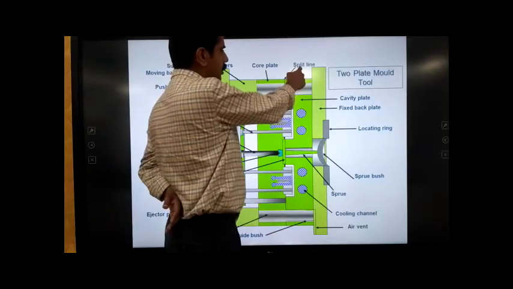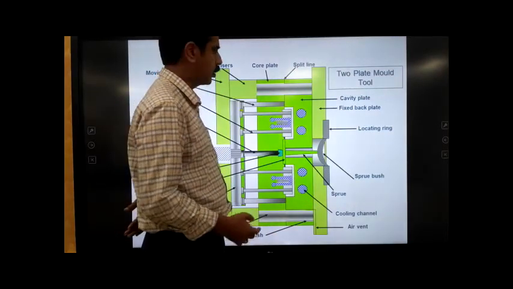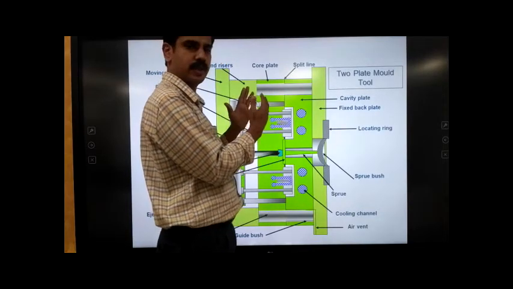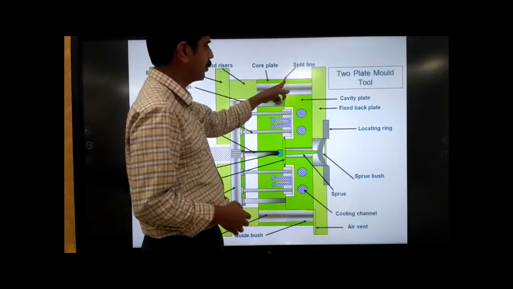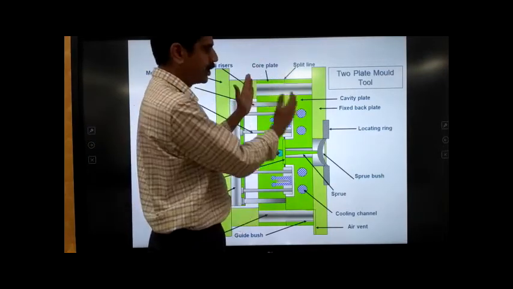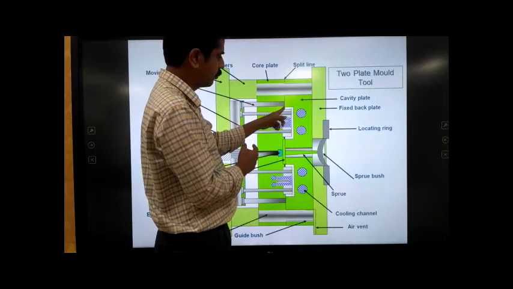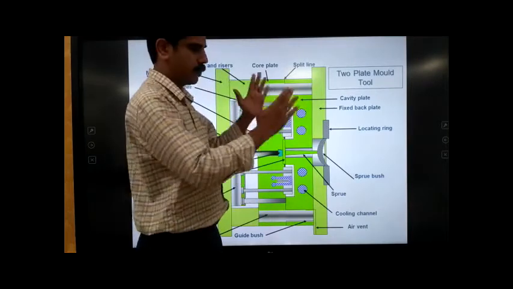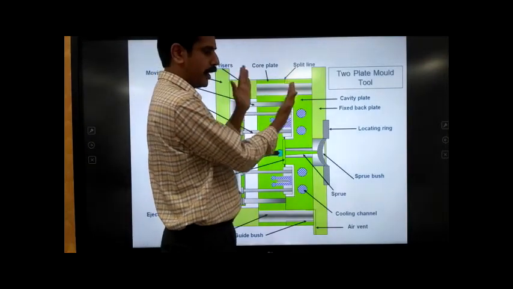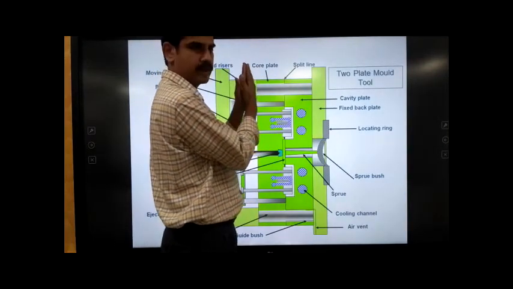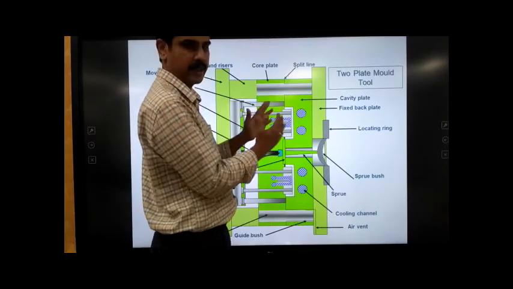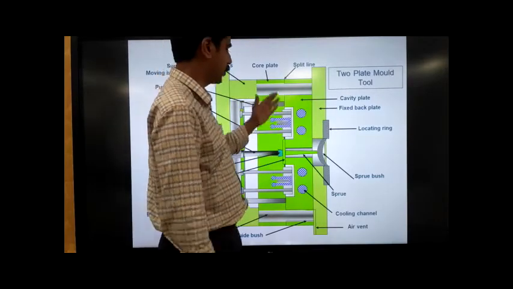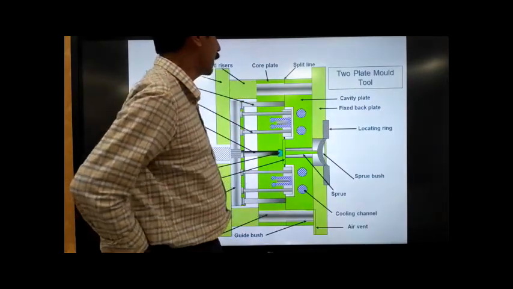And here there is something known as the split line. What is the split line? It is nothing but the region where the mold halves come and meet together. Here at this line, we can see that the core plate and cavity plate meet together, so there is a line that forms, that is a split line. This split line means we have core and cavity, and these two sides meet together at the split line. That is why it is known as the split line. At the split line the mold comes and closes together, and the mold also separates in that particular region.